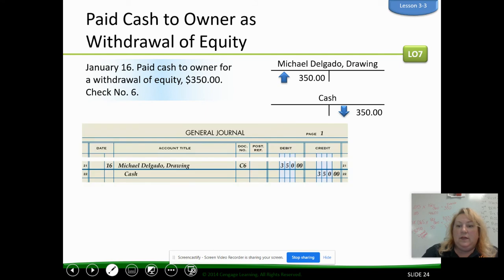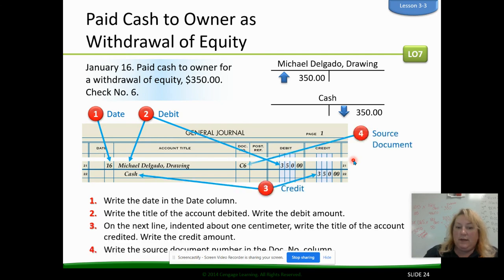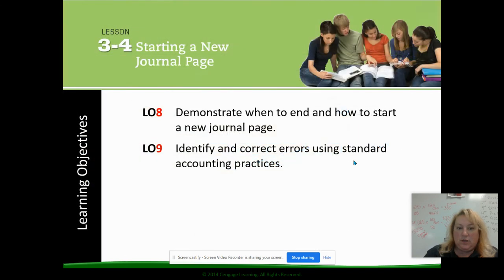The next one is paid cash to owner for withdrawal of equity, $350. So the owner is withdrawing equity. So they're taking out cash. That's why it's a check. That's how we know it's cash. So we do our transaction. Drawing has its own account, and then debit, and then cash is our credit. And then we have our source document, check number 6.